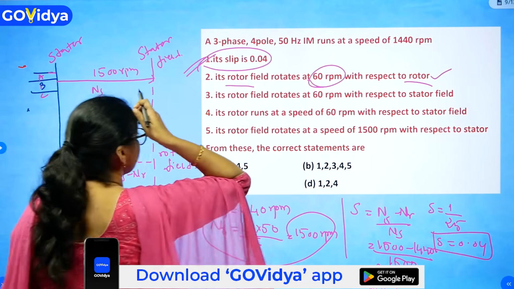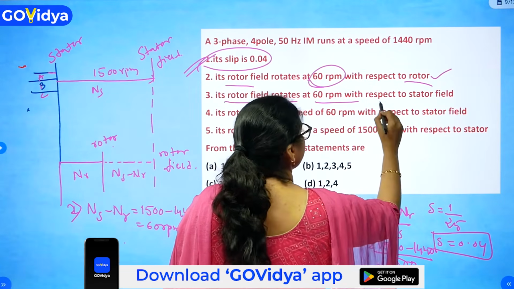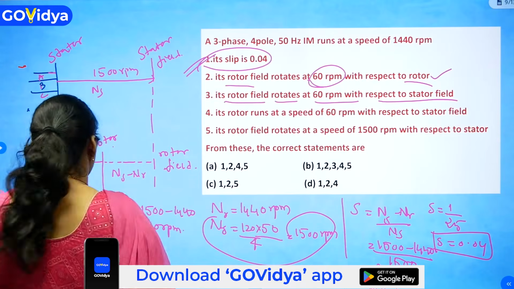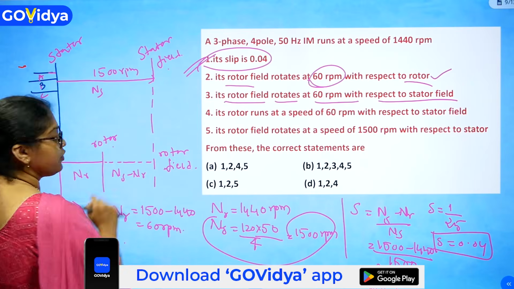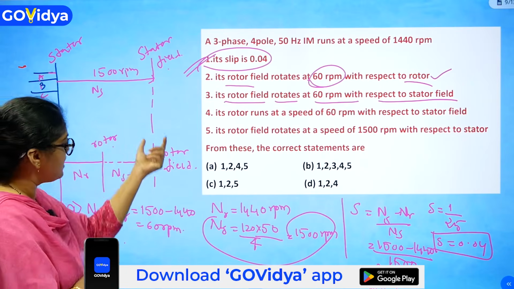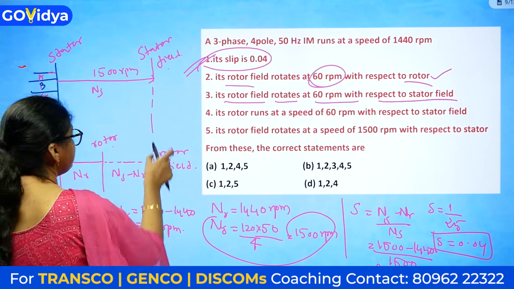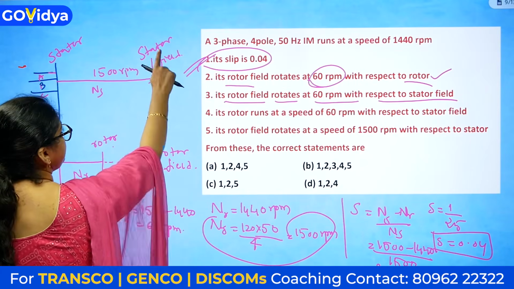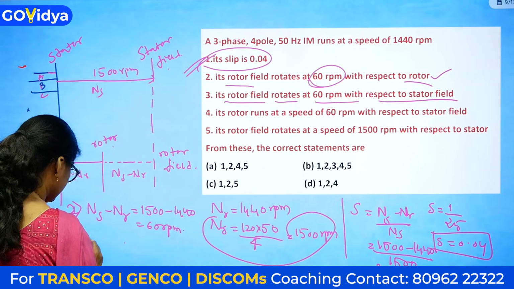So let's move to the third statement: its rotor field rotates at 60 rpm with respect to the stator field. So what is the relative speed between the stator field and the rotor field? They are lying on the same line, yes or no? As they are on the same line, what is the relative speed between the stator field and the rotor field? It will be 0. It will be 0 rpm.